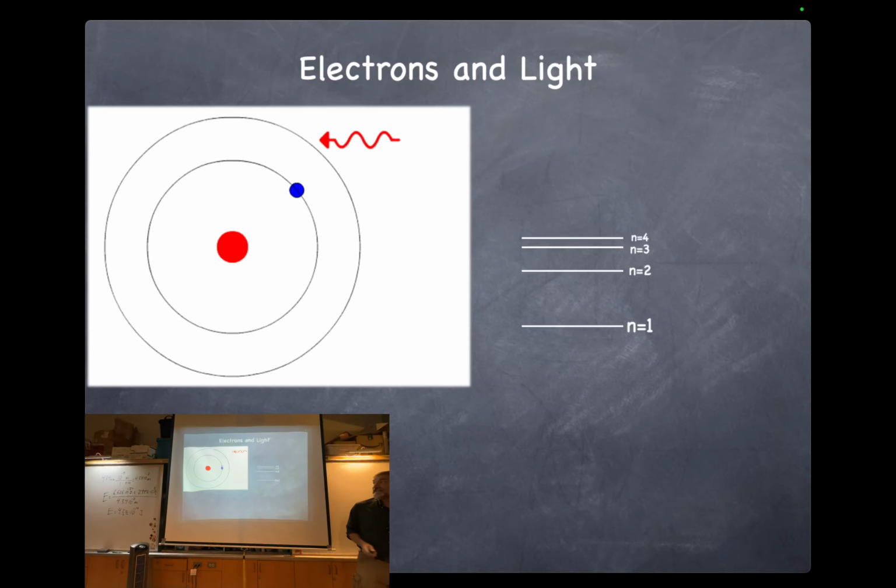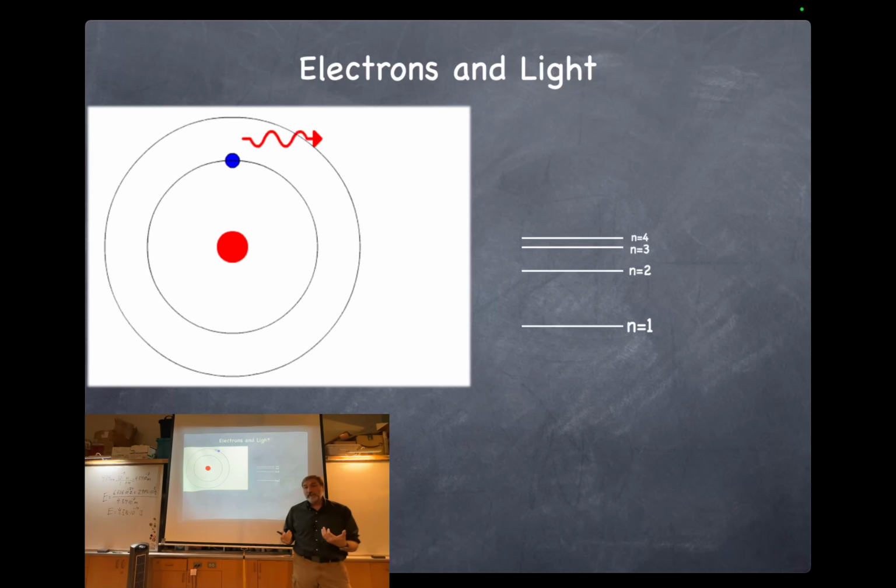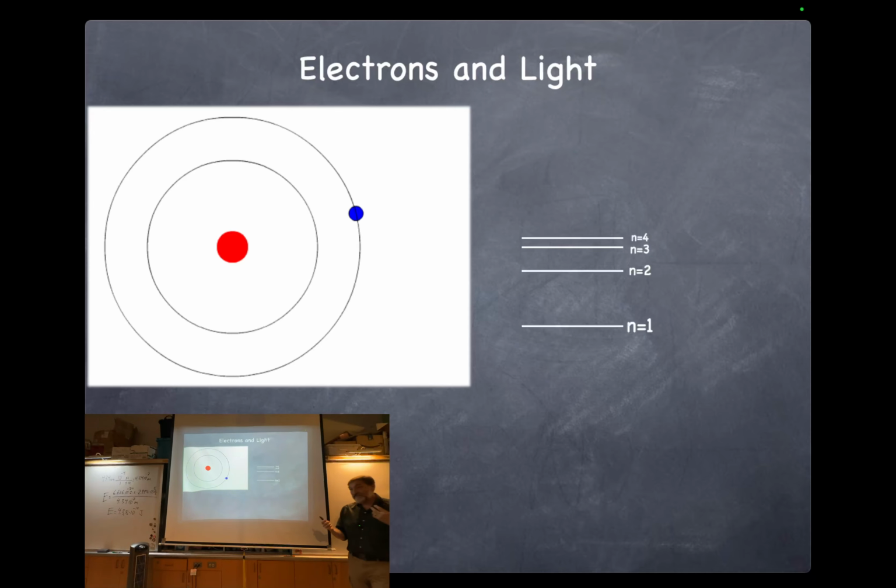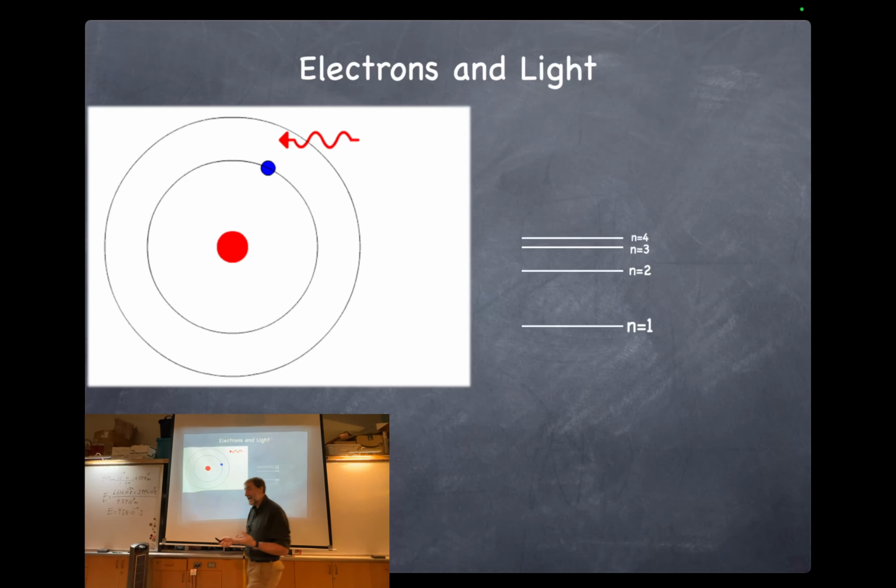Inside the atom, the allowable places where the electrons can be are this energy orbit closest to the nucleus, or the next one away, what we call n equals 2, or the third one or the fourth one, but they literally cannot be in between. The energy levels of the atom are quantized.